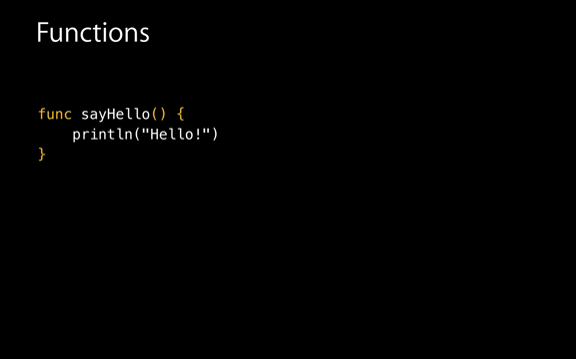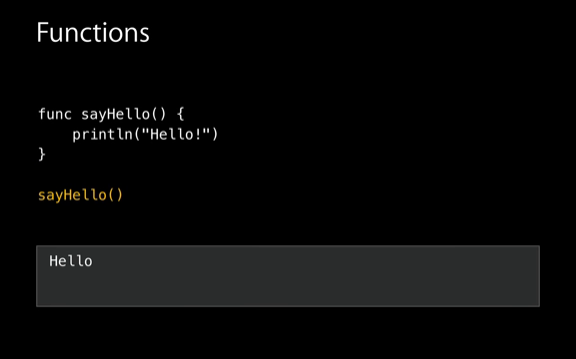In Swift, functions are defined with the func keyword. So you can read this as: declare a function called sayHello, doesn't take any parameters, it doesn't return any values, and in this case, it prints hello to the console. Call it, as you might imagine, sayHello parens.